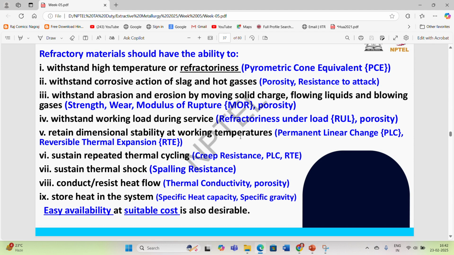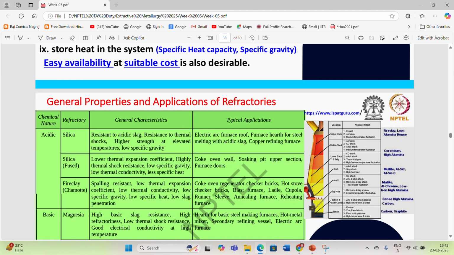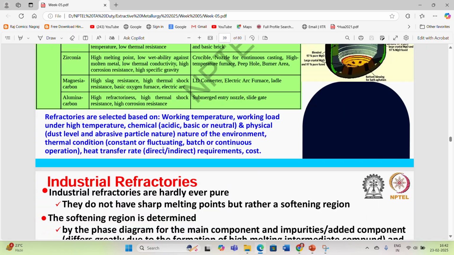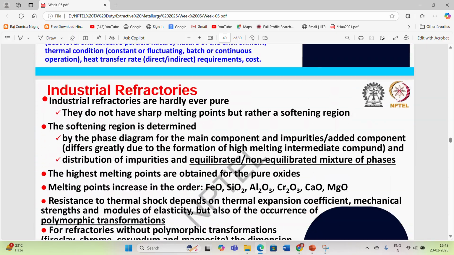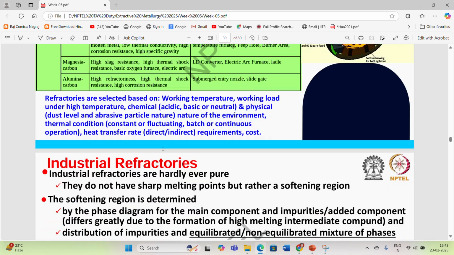Then withstand abrasion and erosion by moving solid charge, flowing liquids, and blowing gases. Generally tested with the help of strength, wear, modulus of rupture or porosity. Then refractiveness under load, which is generally used for checking the ability to withstand working load during service of the refractive material. Then there are some other tests like conduct heat, resist heat flow, sustain repeated thermal cycling, sustain thermal shock, store heat in the system. Okay, so these are different types of refractive materials which are generally used during the different furnace operations.